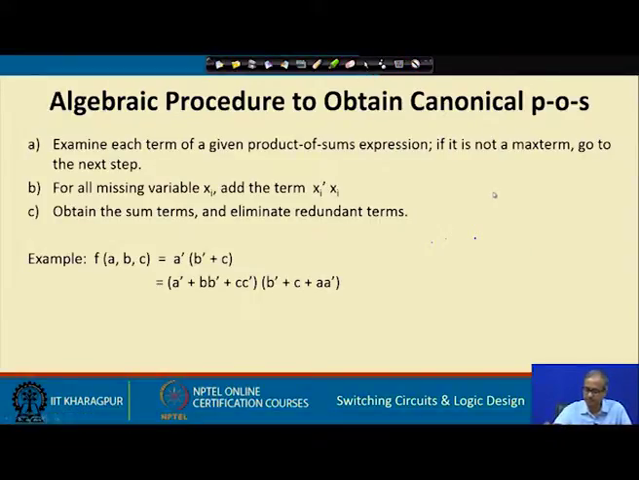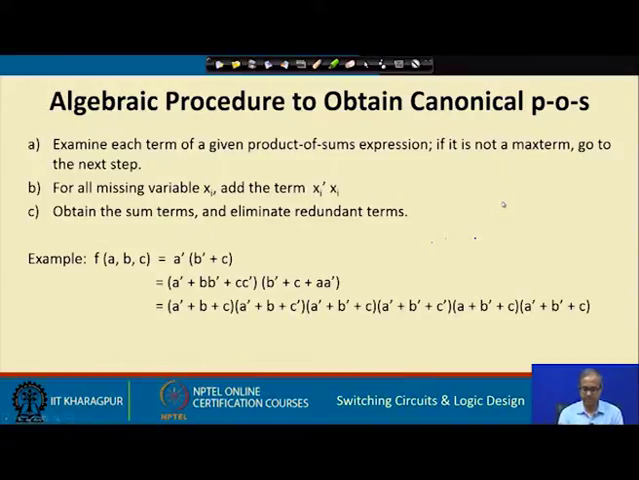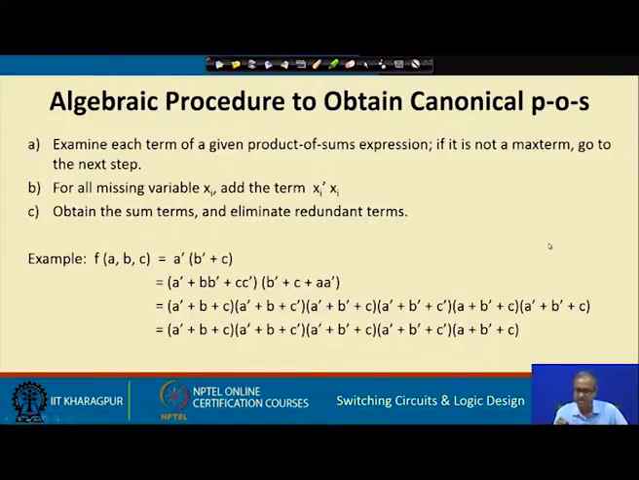Now, after doing this, we apply the distributive law. Here we have skipped a step again; these two things we are showing in a combined way. So, A bar B C, A bar B C bar, A bar B bar C, A bar B bar C bar. There will be 4 terms generated, and for this one B bar C A and B bar C A bar, one of them is repeated. Let us see which one is repeated.